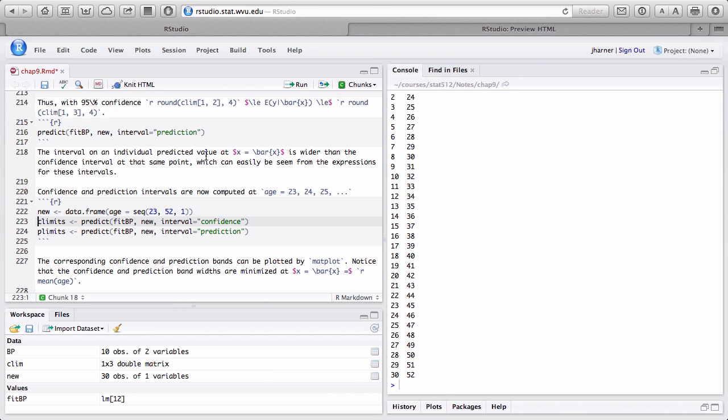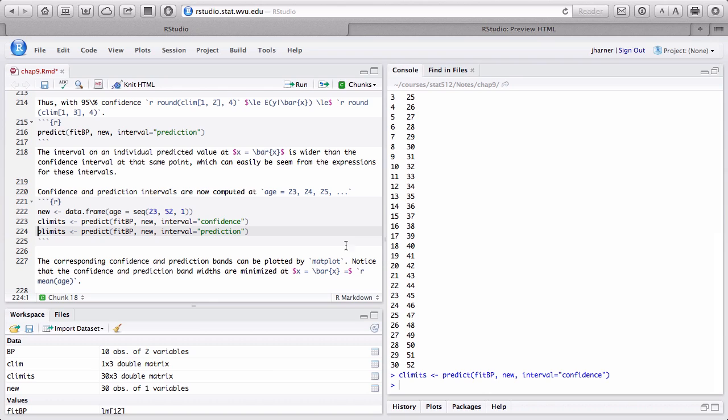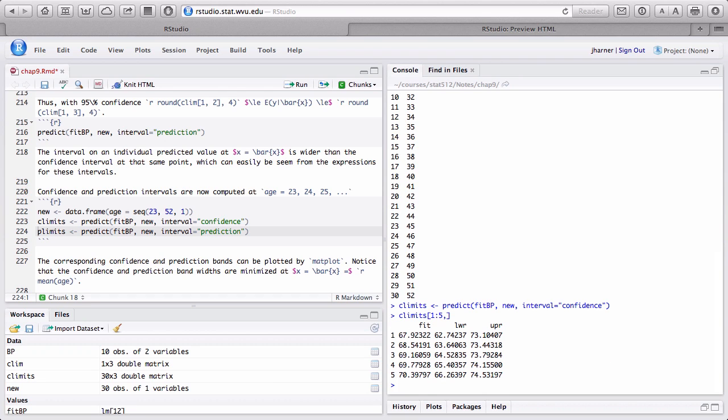Okay. Now I'm going to get the confidence limits. I'm going to have interval equals confidence. Let's see what those limits are. I'm going to just look at the first 5. The first one would be the predicted value for 23, 24, 25, 26, 27, and so forth. Those are the fitted values and the lower limit and the upper limit. That would keep going all the way until age equals 52. So those are the confidence limits, and then I'm going to compute the prediction limits.